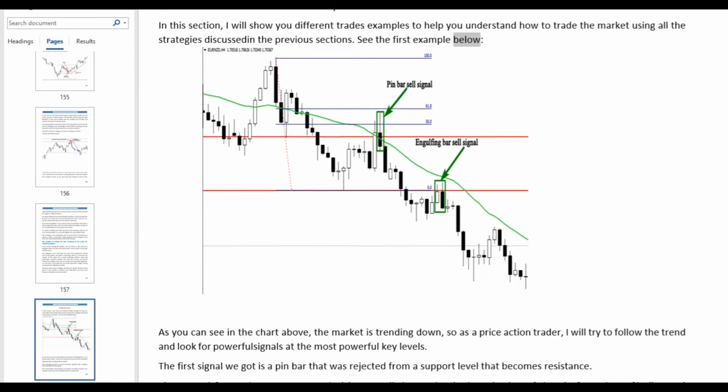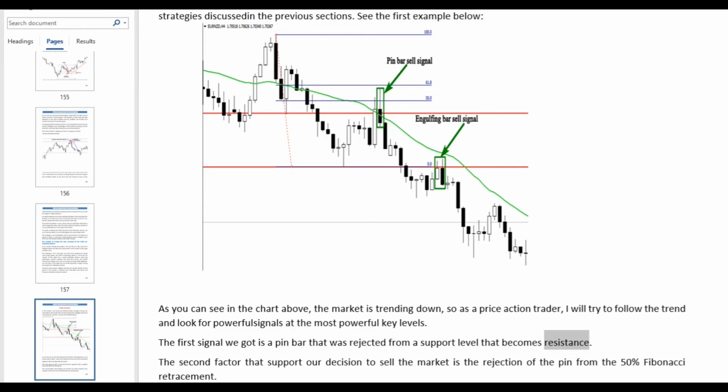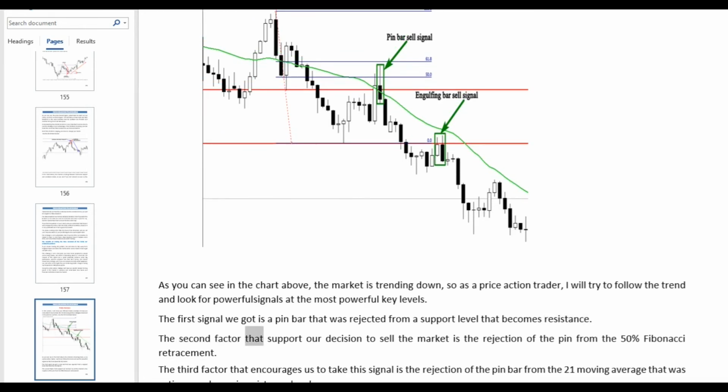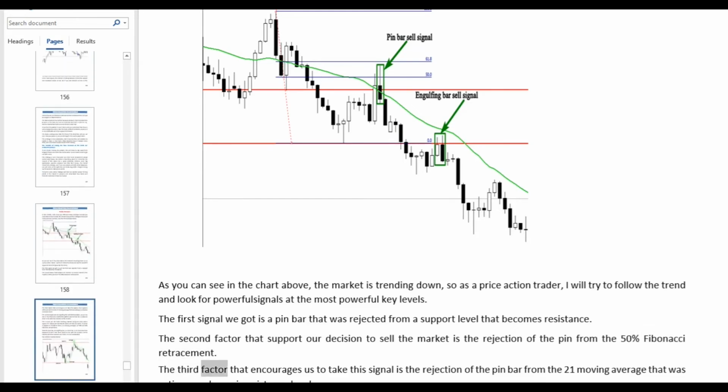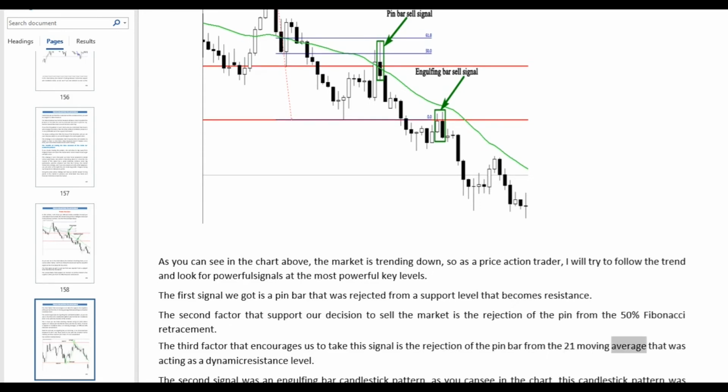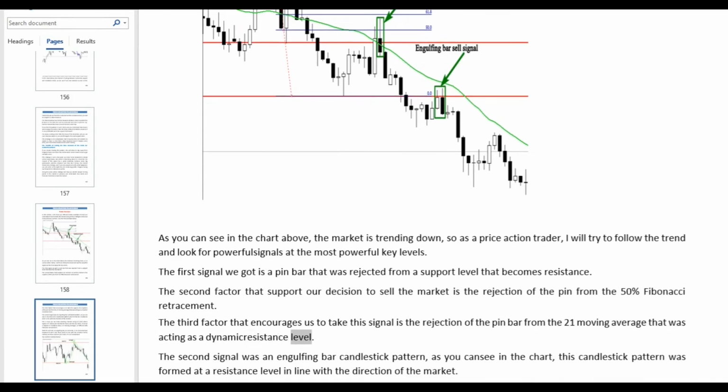See the first example below. As you can see in the chart above, the market is trending down, so as a price action trader, I will try to follow the trend and look for powerful signals at the most powerful key levels. The first signal we got is a pin bar that was rejected from a support level that becomes resistance. The second factor that supports our decision to sell the market is the rejection of the pin bar from the 50% Fibonacci retracement. The third factor that encourages us to take the signal is the rejection of the pin bar from the 21 moving average that was acting as a dynamic resistance level.